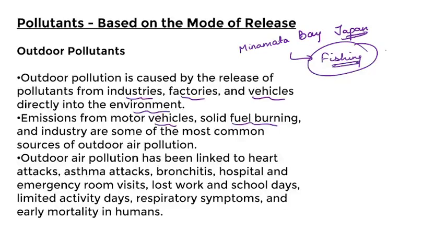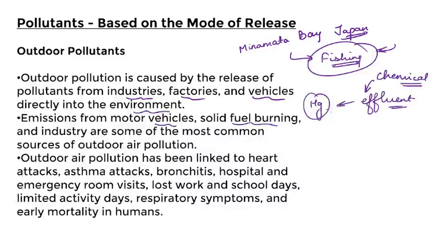So fishermen used to do their fishing activity over here and sell those fishes. But a chemical factory was opened near Minamata Bay, which used to dump its effluent. Effluent is untreated chemical waste which is disposed of in the water. This effluent had a large quantity of mercury in it, and this mercury got into the bay and was present in the aquatic creatures like fish and every other creature over there.